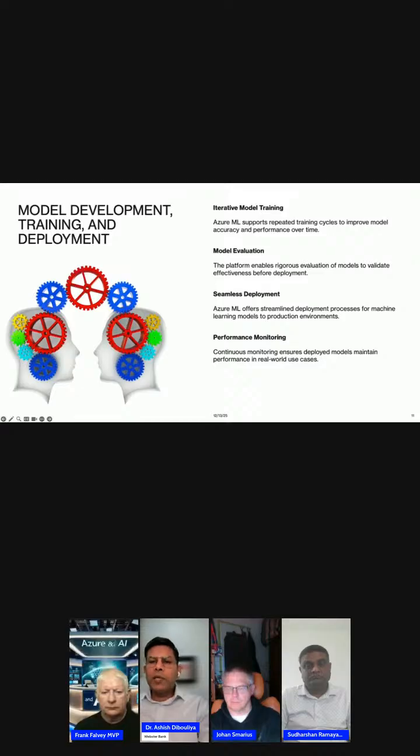Eventually, performance monitoring is also equally important post the deployment. Azure ML continuously tracks the model performance, data drift, and prediction distributions, enabling the early detection of degradation and ensuring models remain stable, explainable, and compliant in production as well.